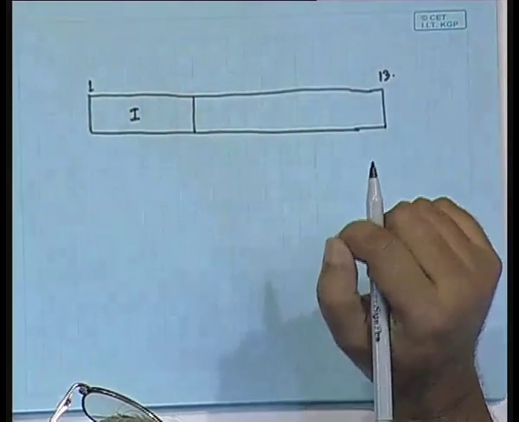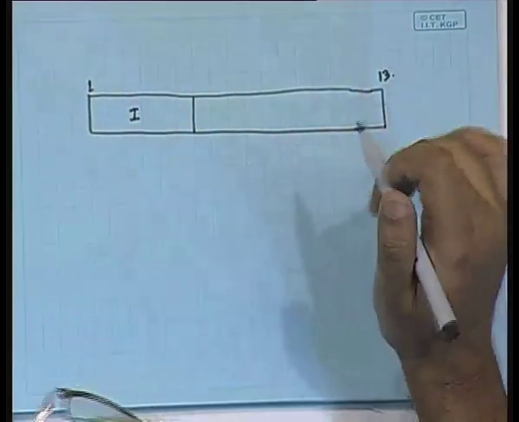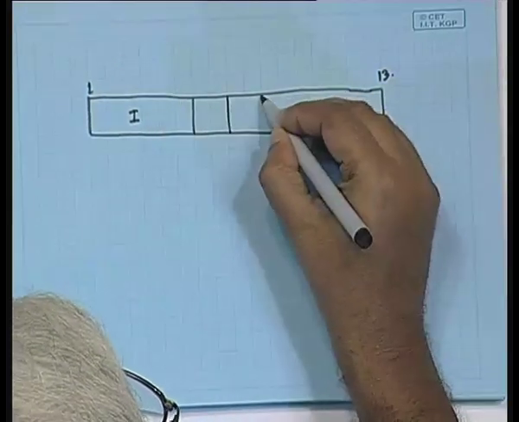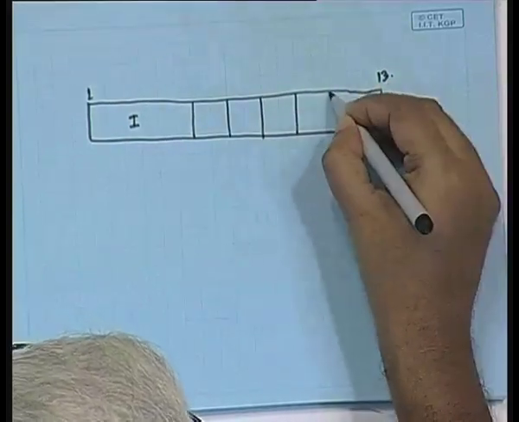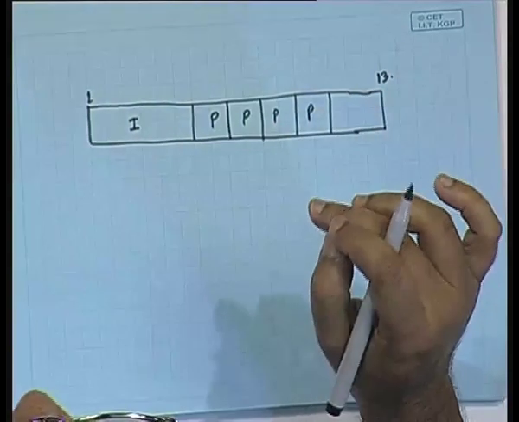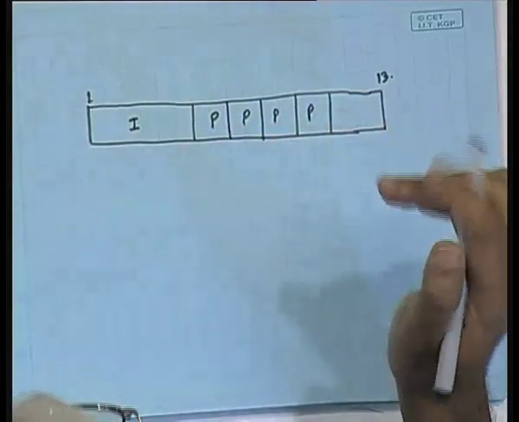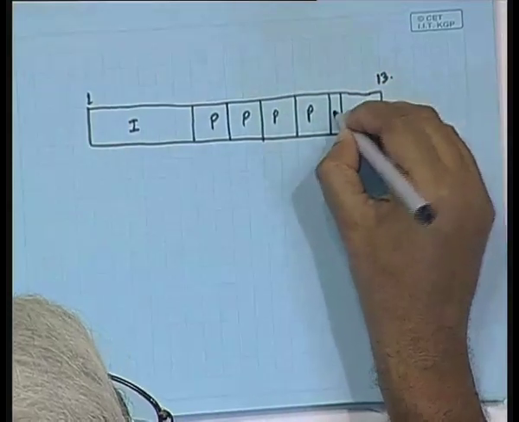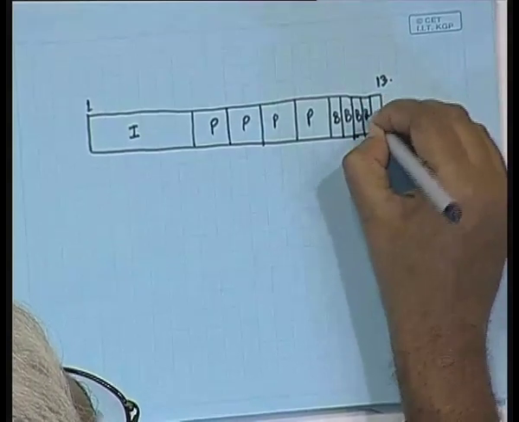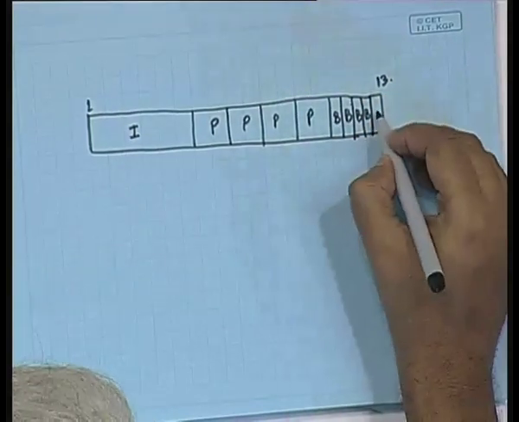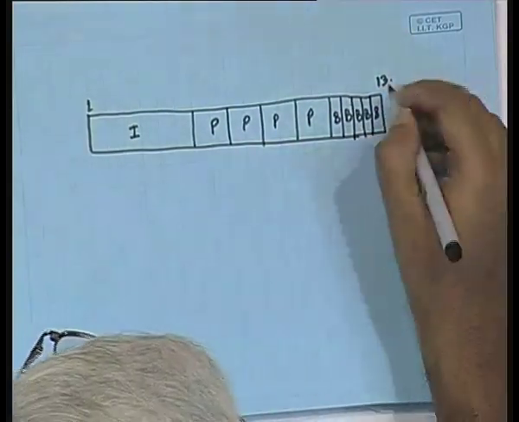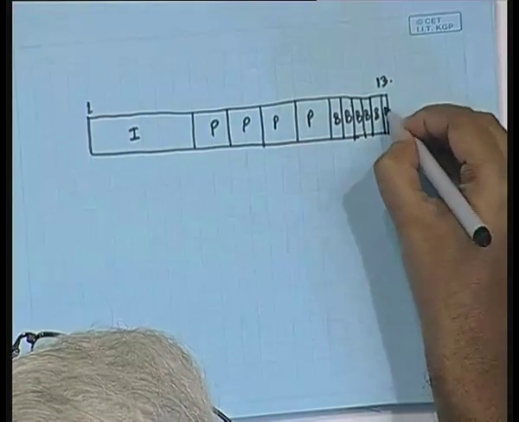So, an I frame would contain the maximum number of bits, and followed by I, the P frames would consume some amount of bits, but definitely significantly less as compared to the I frames. But the B frames would consume very little bits, because as you can see, the number of B frames are much more than the number of P frames or the number of I frames. So, the B frames would consume much less bits.